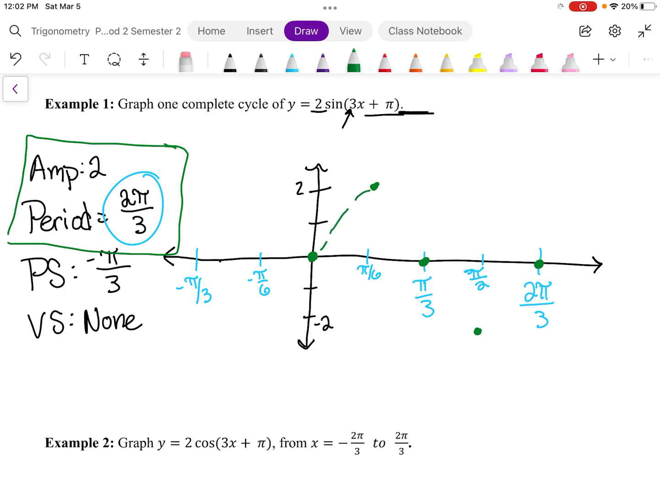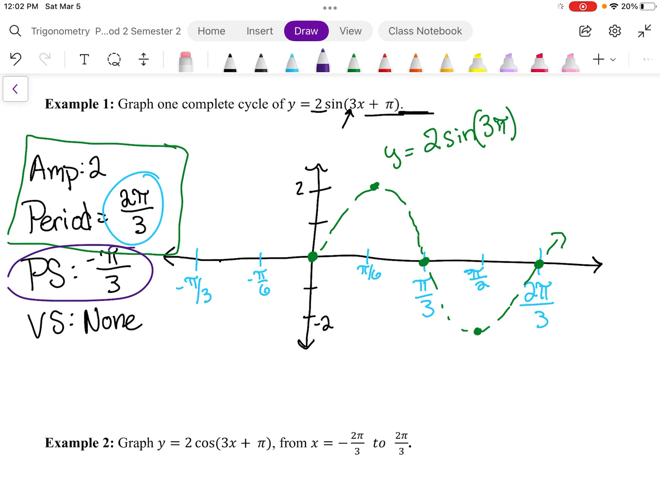So right now we have this parent graph, which is just y equals 2 sine of 3x. Now we're going to complete the phase shift, where we're going to be adding pi, which means our phase shift is shifting our graph a total of pi over 3 to the left. So we're going to move this starting point to negative pi over 3.